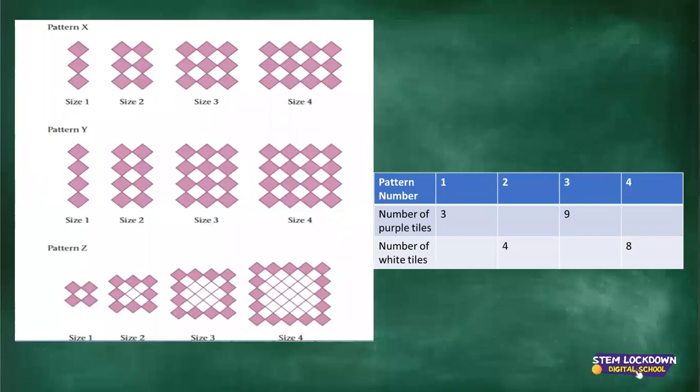Because we said we were adding 3, the correct answer will be: size 6 purple tiles will be 24 and white tiles will be 15. That's correct. I think everyone is on the same page. Now we move to size 7, our last one.